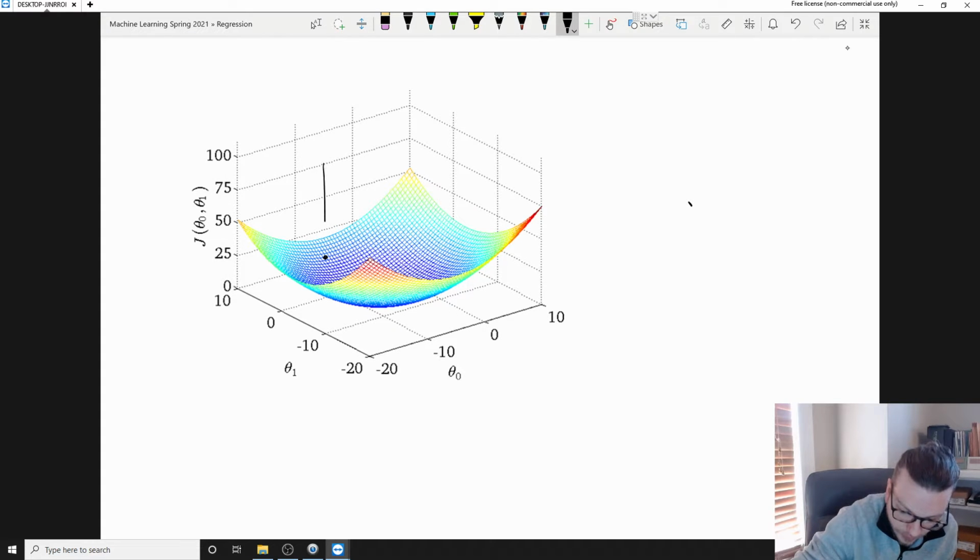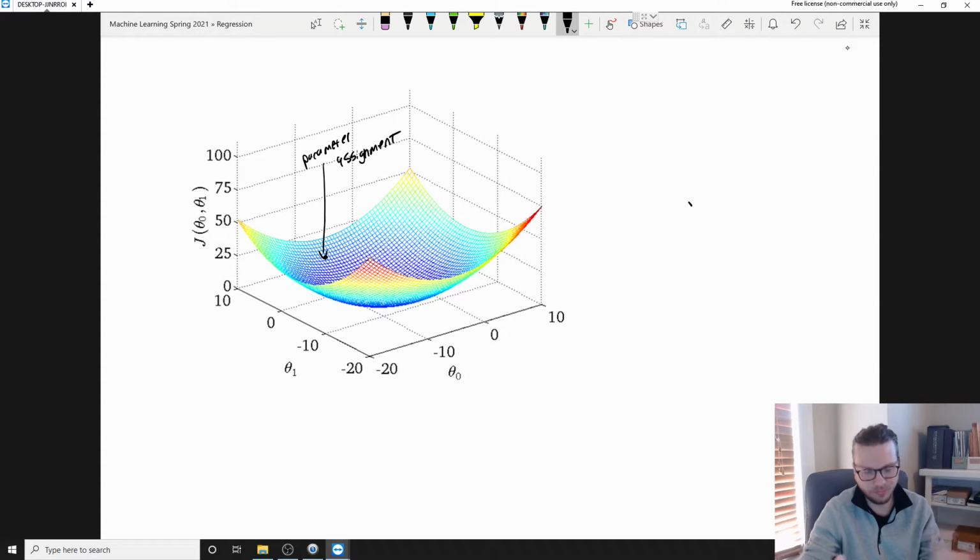Yeah, so every point in this plane is a parameter assignment and has an associated loss value with it. And obviously, as you add more parameters, you lose the ability to visualize it, unless you can visualize in four-dimensional, five-dimensional, n-dimensional space. But same deal. You can still calculate this.